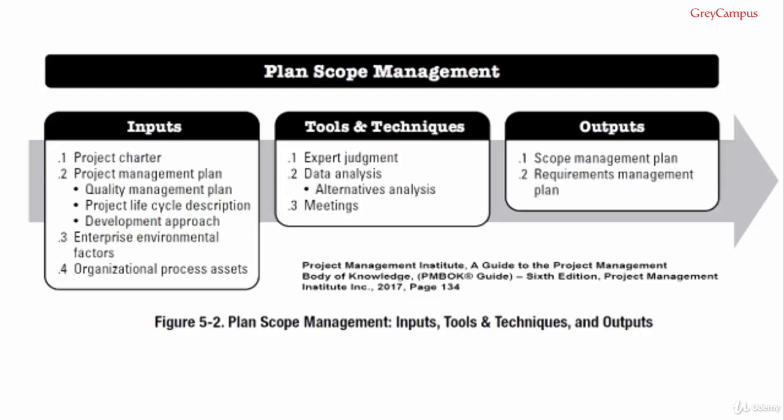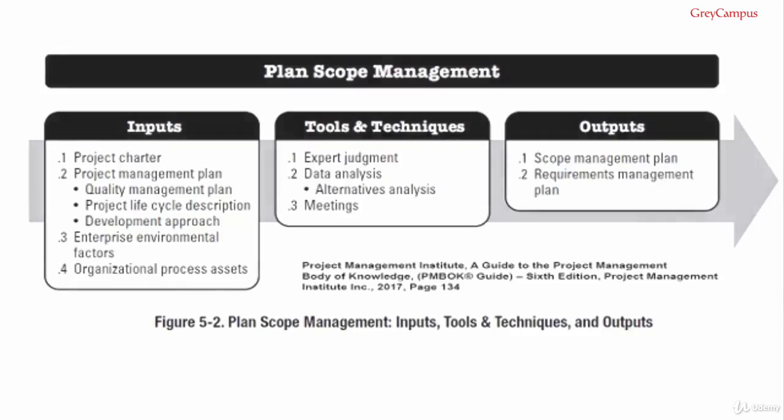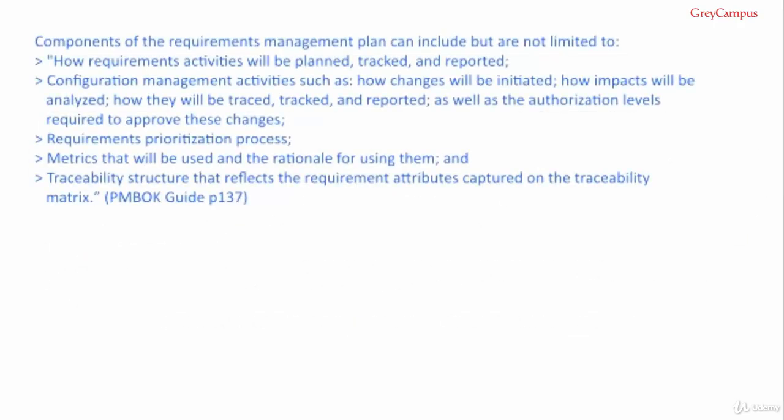The second output of plan scope management is the requirements management plan. The requirements management plan is a component of the project management plan that describes how project and product requirements will be analysed, documented and managed. Components of the requirements management plan can include how requirement activities will be planned, tracked and reported, configuration management activities such as how changes will be initiated, how impacts will be analysed, how they will be traced, tracked and reported, as well as the authorization levels required to approve these changes.